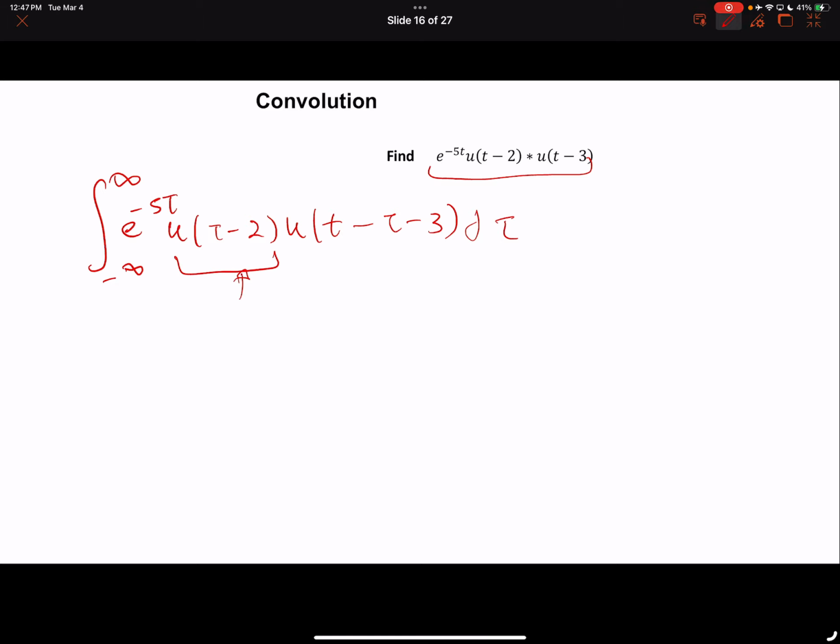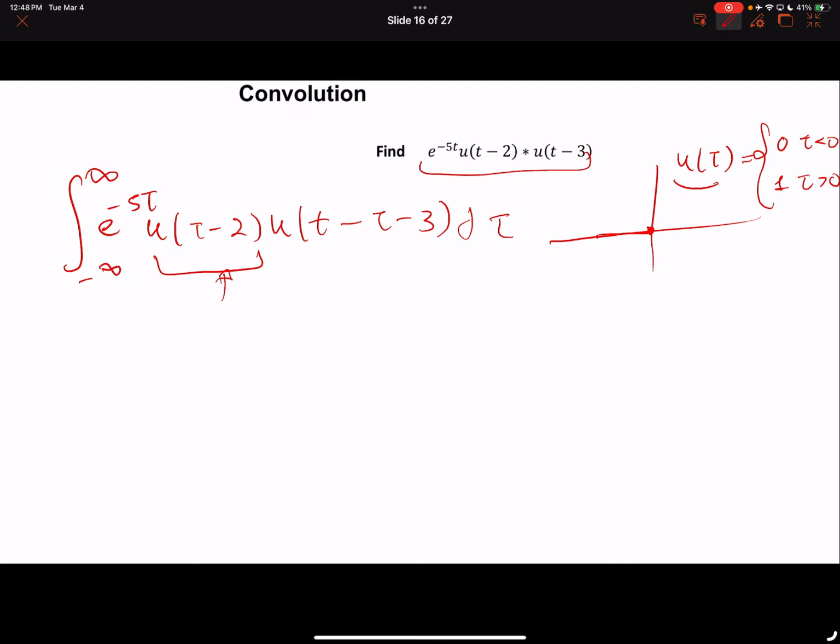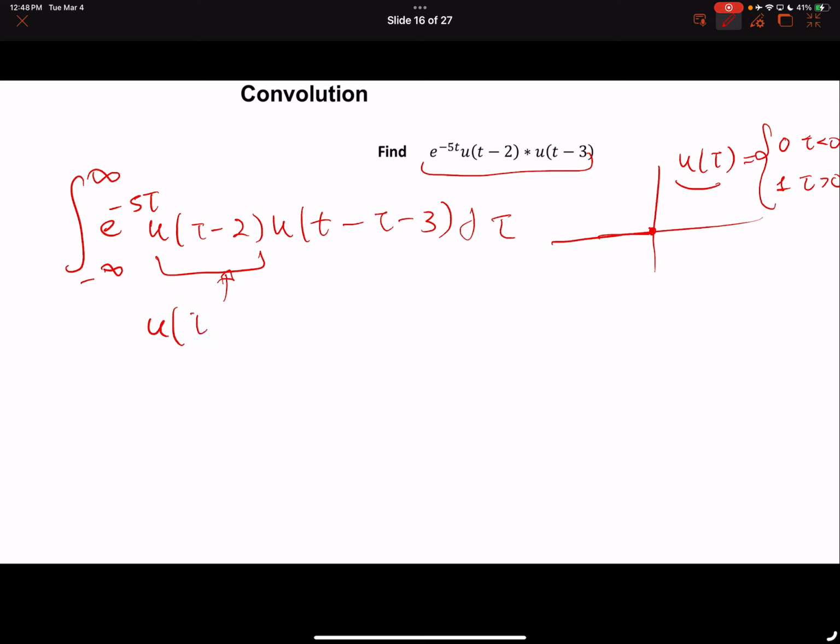So remember that u of tau is equal to 0 when tau is less than 0, and 1 when tau is greater than 0. So what this means is that u of tau minus 2 is going to be 0 whenever tau minus 2 is less than 0, and 1 whenever tau minus 2 is greater than 0.